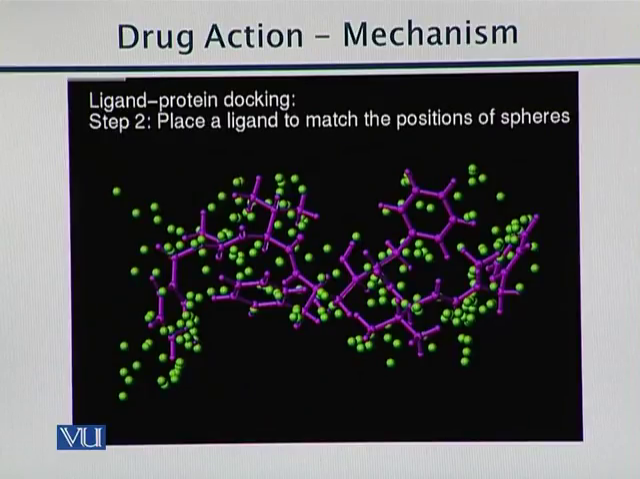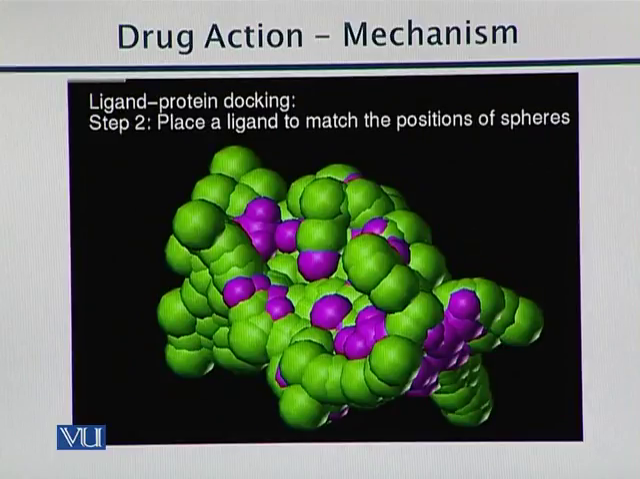Now if I move towards the third step, I have again elaborated with the help of computer graphics that we place a ligand to match the position of spheres. We have these different green things, which are our different spheres, and then we have the ligand to match the position of these different spheres.